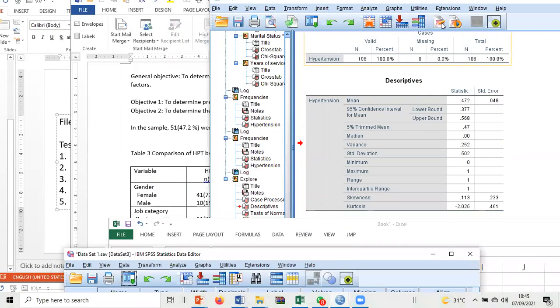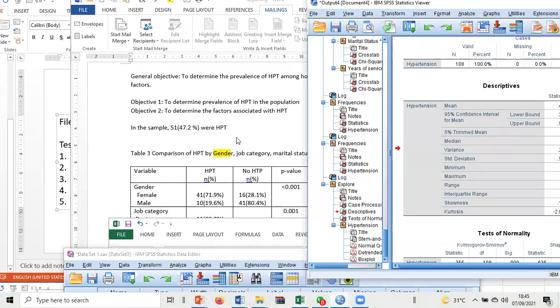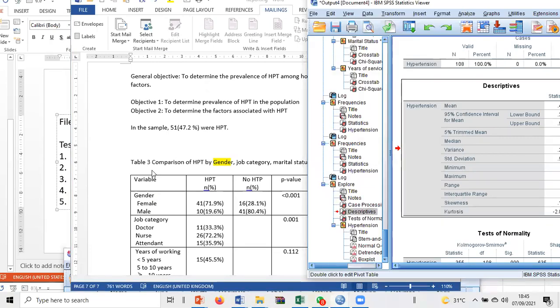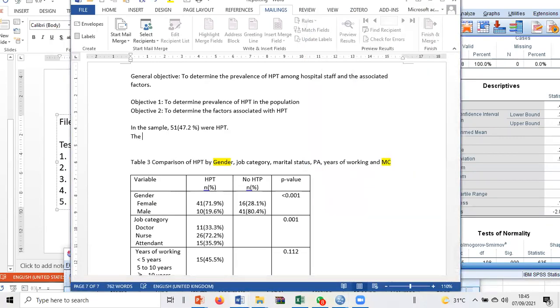Okay. So what's the 95% confidence interval? What's the 95% confidence interval? Prevalence of hypertension 57.2%, 95% CI. What's the interval?